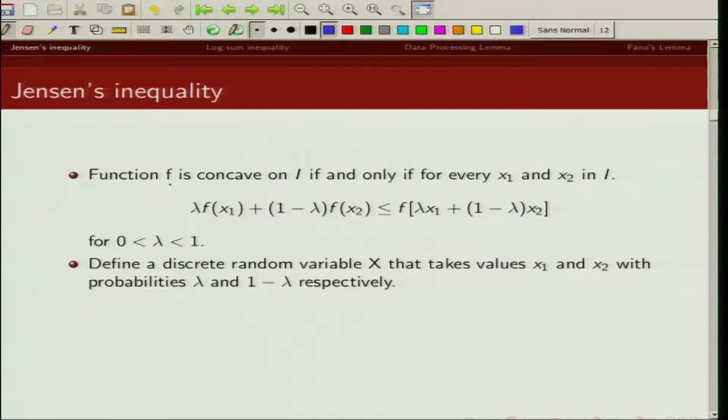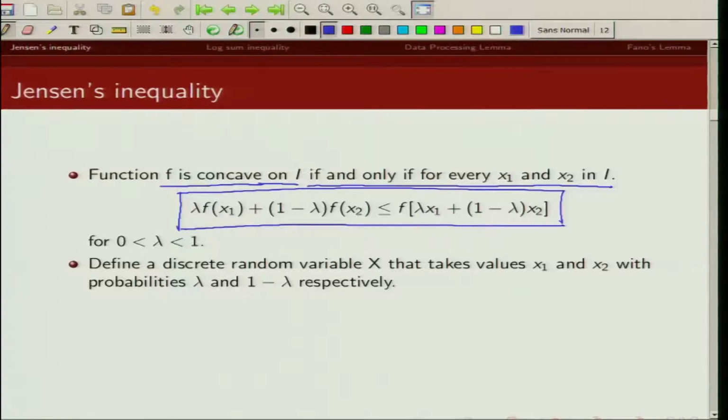Now we will show some more ways of proving whether a function is concave or convex. If you have a function f which is concave over an interval I, then it is concave if and only if for every x1 and x2 which belong to this interval I, this relation holds. Lambda times f of x1 plus 1 minus lambda times f of x2 should be less than or equal to the function evaluated at lambda times x1 plus 1 minus lambda times x2, where lambda lies between 0 and 1.